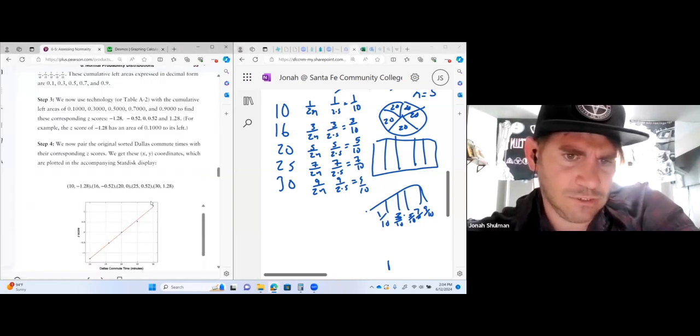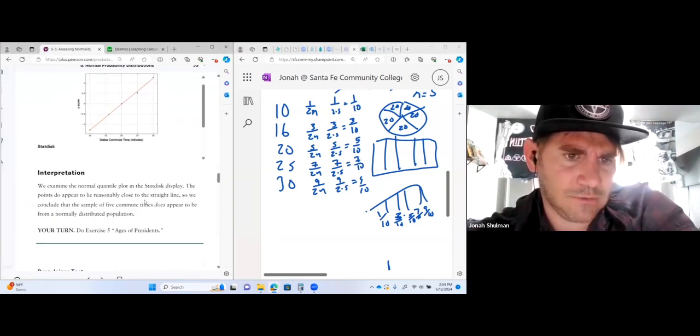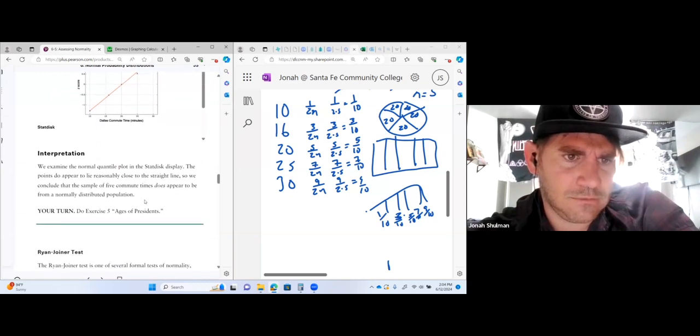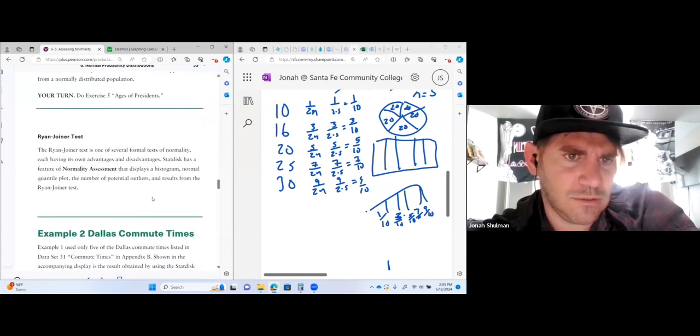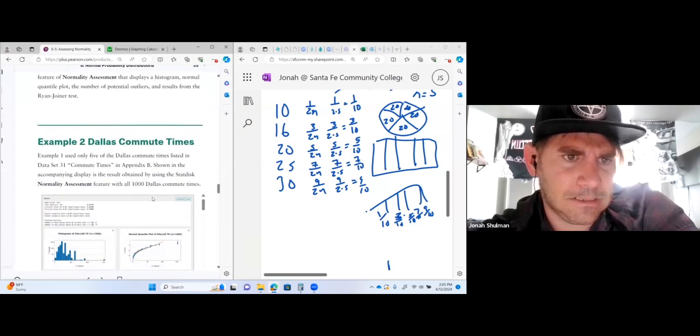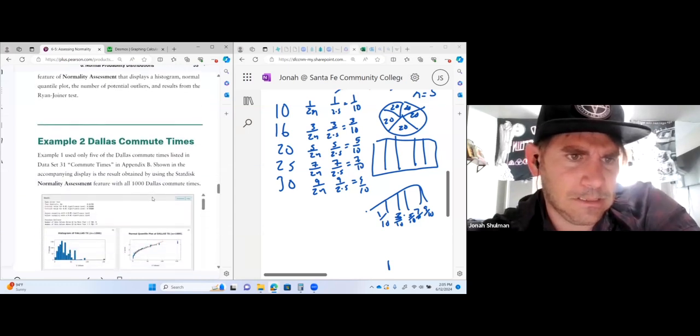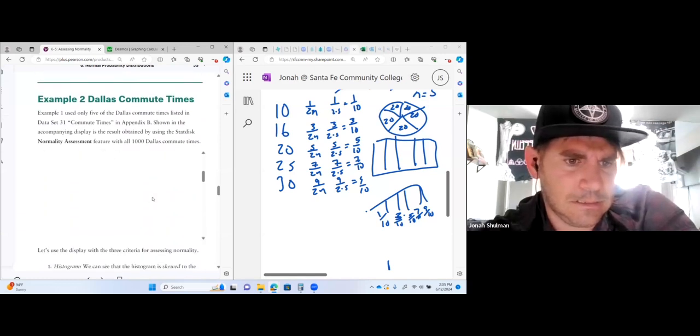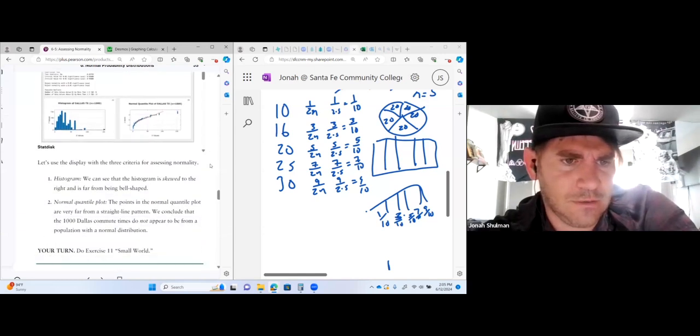They zoomed it in, which is fine. I'm totally cool with that. We examine the normal quantile plots. The points do appear to lie reasonably close to straight lines. So we conclude it does appear to be normally distributed. Okay. That's kind of wild.